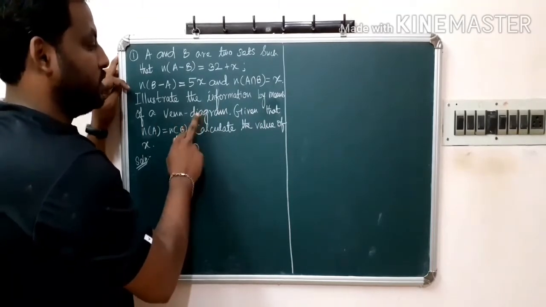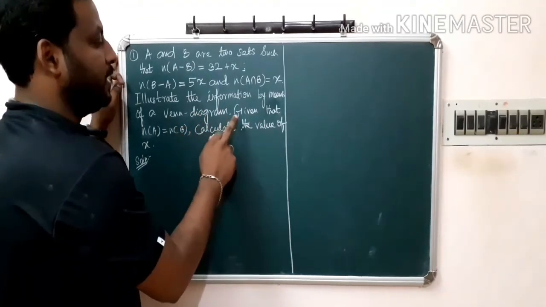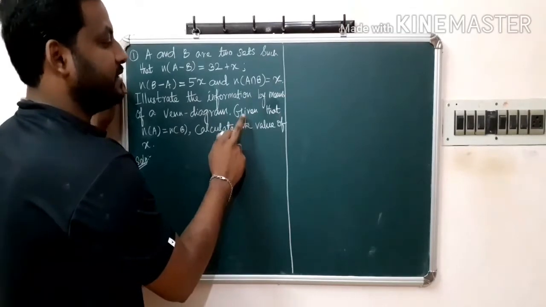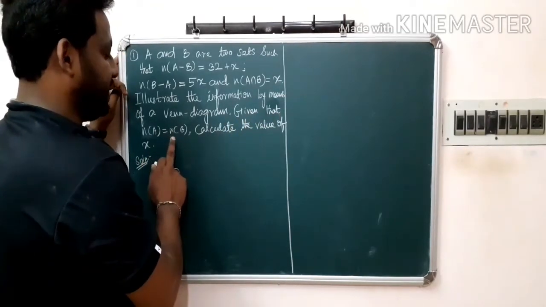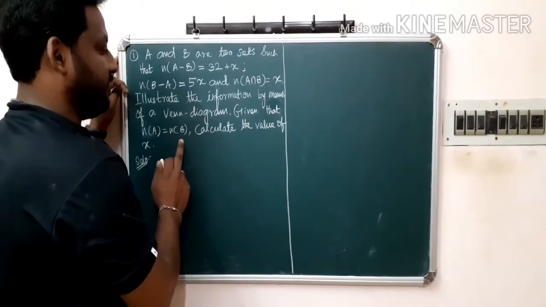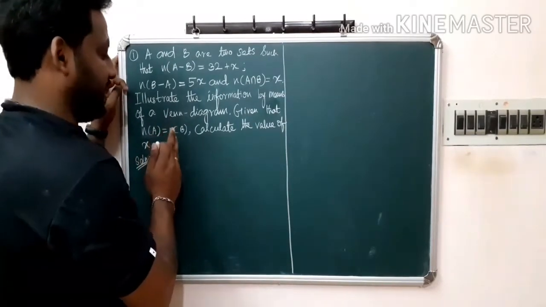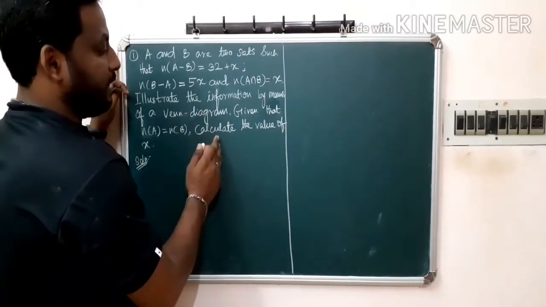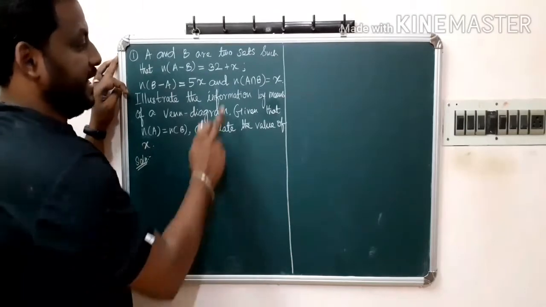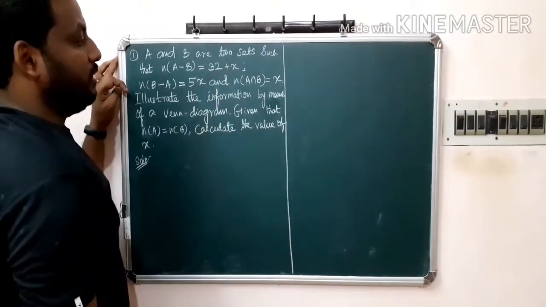So we have to draw a Venn diagram, and then a condition is given: N of A is equal to N of B. If N of A is equal to N of B, we have to calculate the value of x. We have to calculate the value of x.